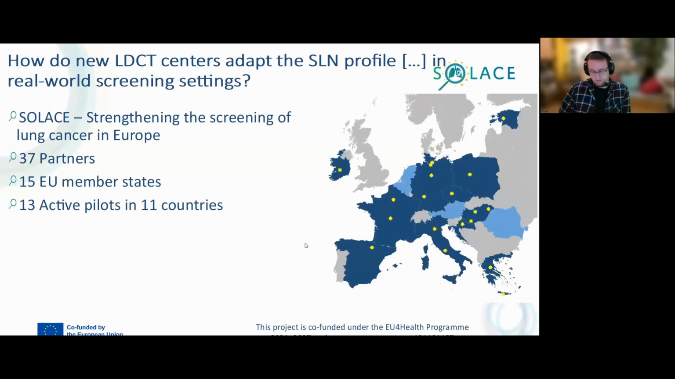So I was asked to have a few words about the question of how new low-dose CT centers adapt the small lung nodule profile. And I shortened that a bit. How do we do it in real-world screening settings?